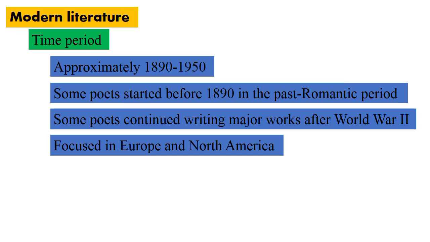Today you'll be taking notes over modernist literature. So get your notes out, pause it if you need to, and here we go. The time period for modernist literature is approximately 1890 to 1950.